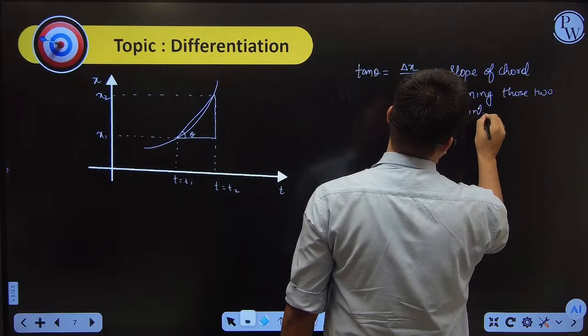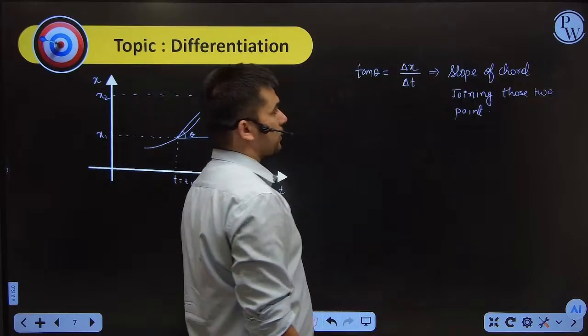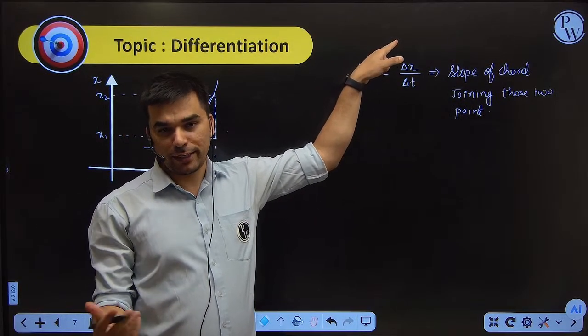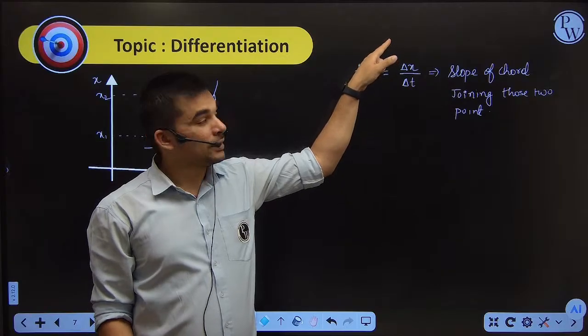Acha, what else are you reading this quantity as? Tell me. Delta x is the change in position of the particle. x2 is the final position, x1 is the initial position. And what is delta t?